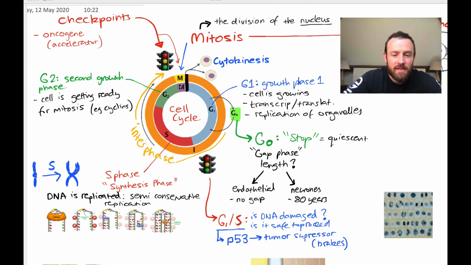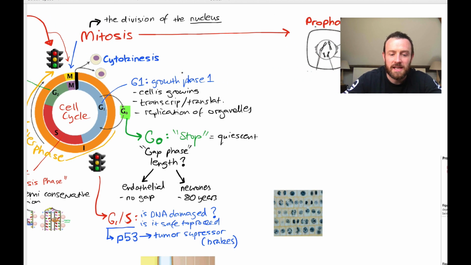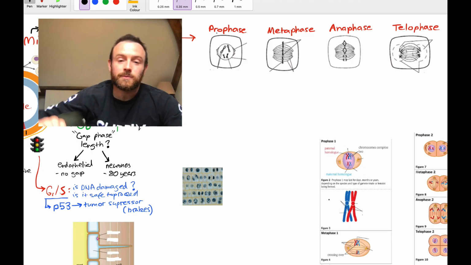Okay, so that is the cell cycle in brief. Now let's move on and talk about mitosis. Now remember, mitosis is just this part right up here. Okay, mitosis is the division of the nucleus, and it happens in a few key phases.